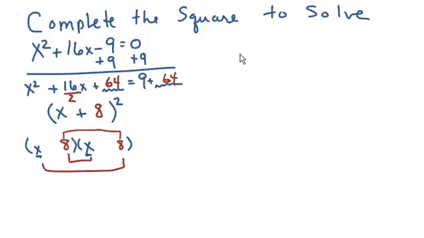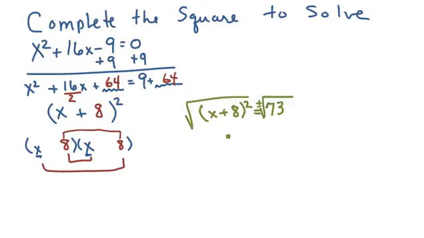Simplifying and rewriting then, we have x plus 8 quantity squared equals 9 plus 64, or 73. I now am in a position to use the square root property to solve. I can take the square root of each side.